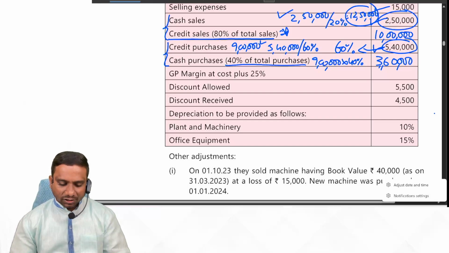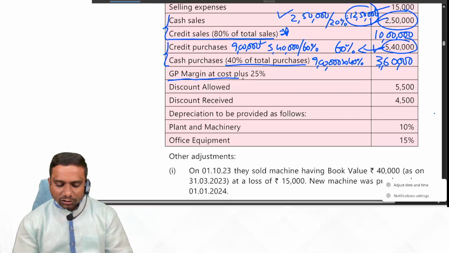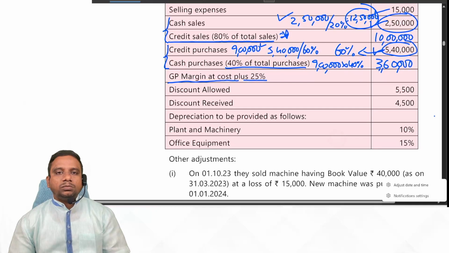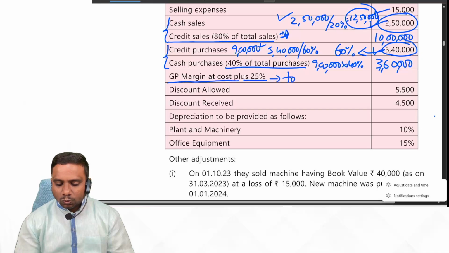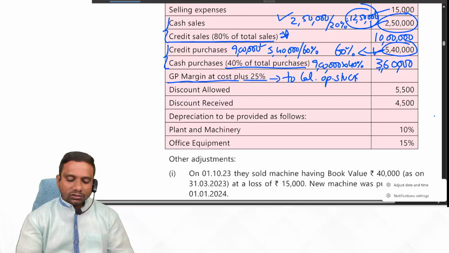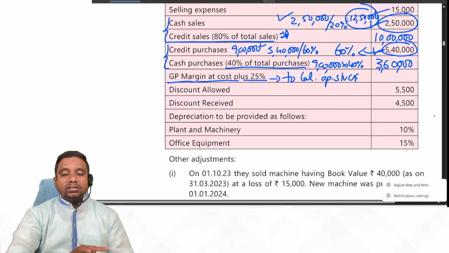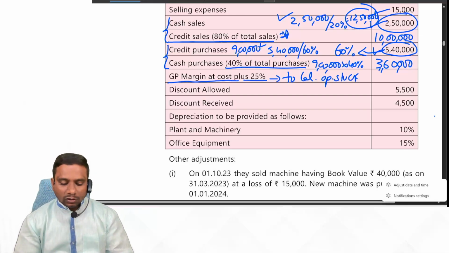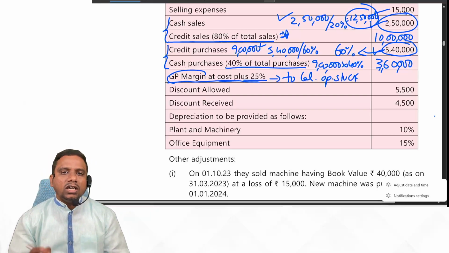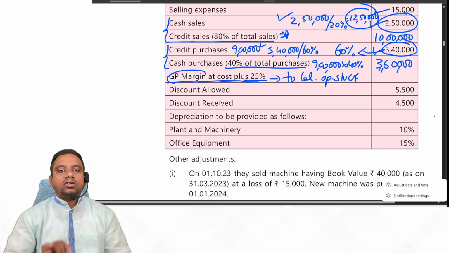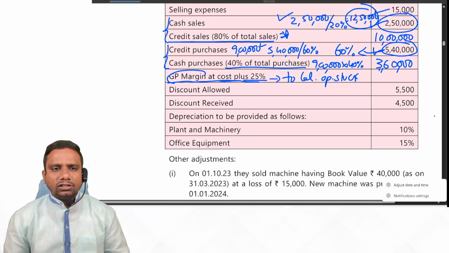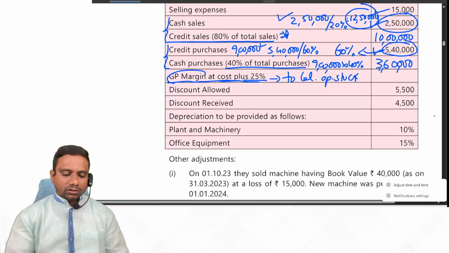Next, gross margin at cost plus 25%. This information is given to calculate opening stock. Observe, students, here we have purchase information, sales information, closing stock information, and they said gross profit is cost plus 25%. 25% on cost is equal to 20% on sales. Yes or no? We know this conversion. 25% on cost is equal to 20% on sales.